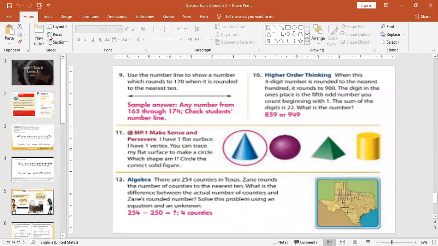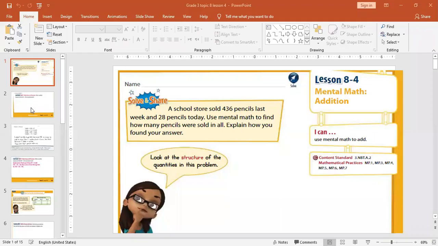I don't want more in this lesson. So lesson 5. So lesson 4, this is page 423. Lesson 4 is about mental math, mental math addition, and lesson 5 is about mental math subtraction. So I will give you some examples, the most important examples I want you to know.